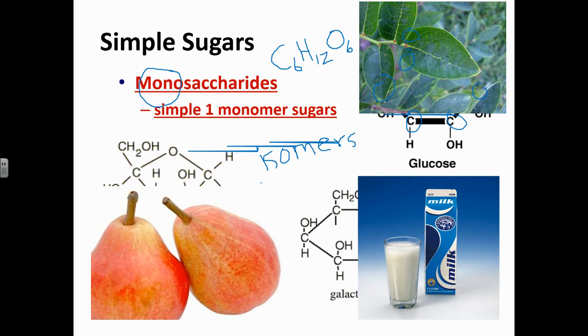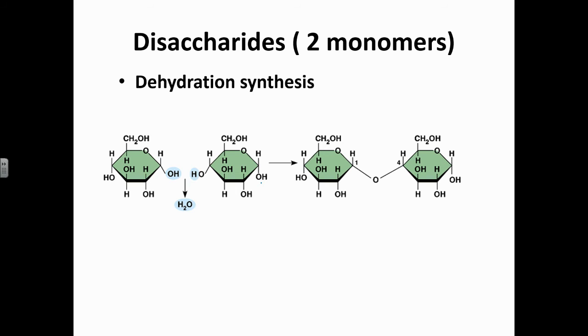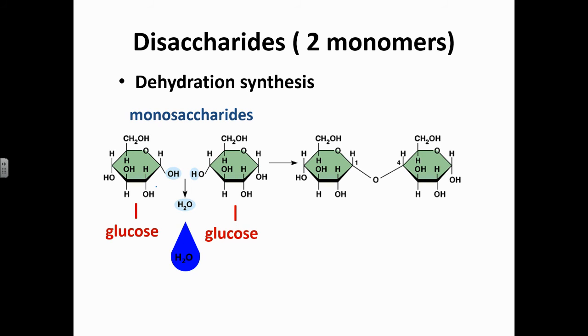All right, moving on. A disaccharide is when we put two monomers, two simple sugars, together, and we do that by using a process called dehydration synthesis. So down here at the bottom, I have a glucose molecule, and I want to join it with another glucose molecule. And so there's our two monosaccharides. And we're going to put them together through this synthesis process.